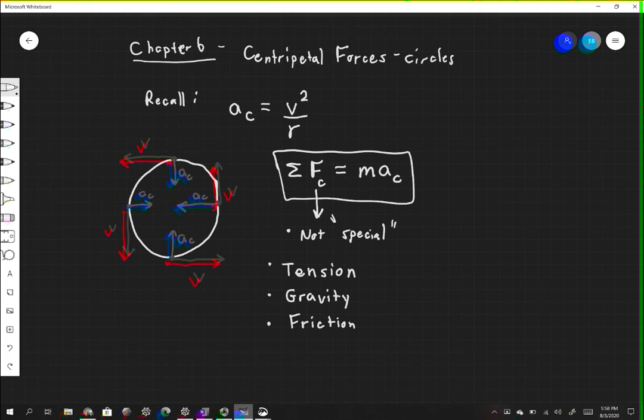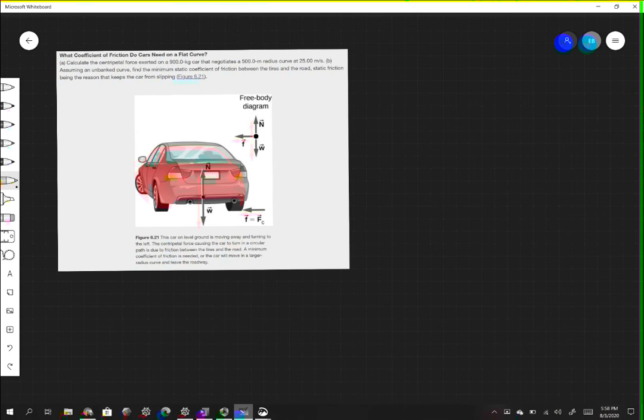So let's see this in the form of an example. Let's say I'm driving on a flat curve. So this curve is not banked, it's not at an angle. I need to calculate what the centripetal force is that is exerted on a 900 kilogram car that goes around a curve of radius 500 meters at 25 meters per second. And then if I assume that I have an unbanked curve, what's the minimum static coefficient of friction that will keep the car from slipping off of this road?